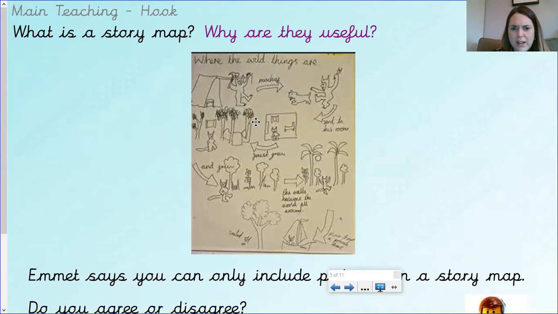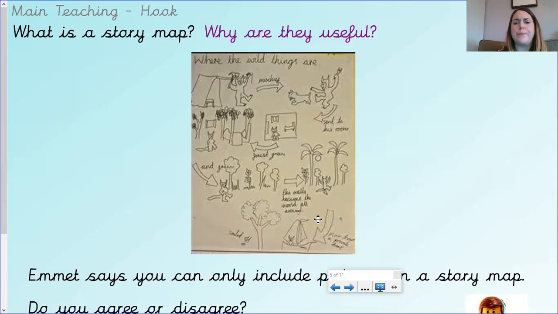We've got some really nice pictures, and we've also got words: mischief, forest green, what else? I can't quite read. And it grew. Oh, the forest grew and it grew. Okay, so there are added words on that map. There are also arrows. Do we want words and arrows on our map?